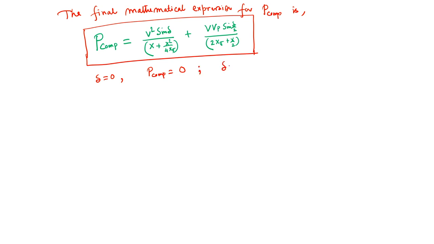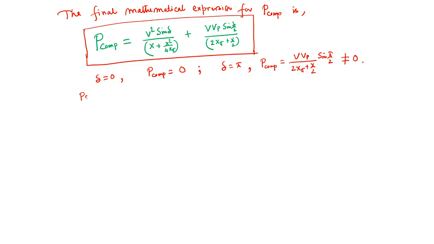However, if we put delta equal to pi, then you can see the sin delta part would be 0, but this part would not be. So, P comp will be equal to Vp divided by 2 x sigma plus x by 2 times sin pi by 2, which is equal to 1. So, that is not equal to 0. This is a very unlike case, that at delta equal to pi, the power flow of the transmission line is not 0. So, the power flow through the line is non-zero at delta equal to pi.